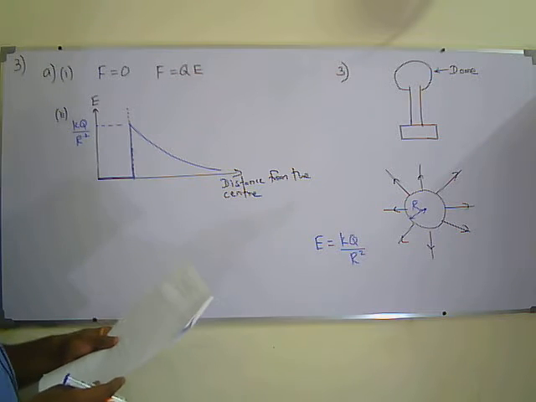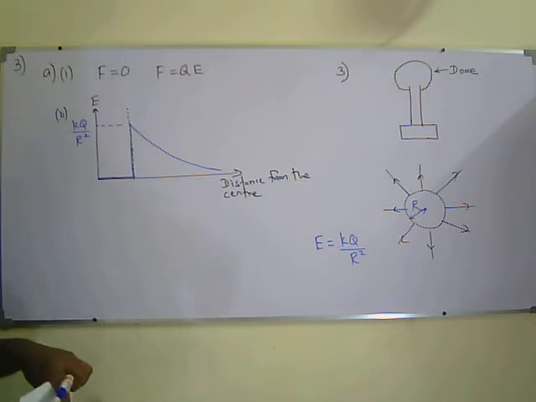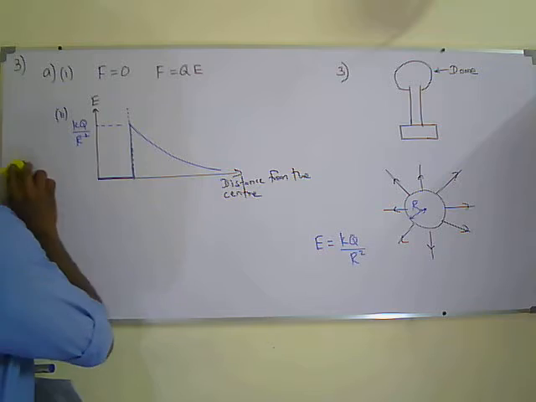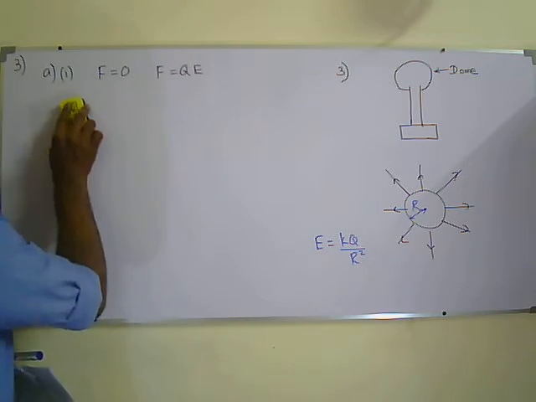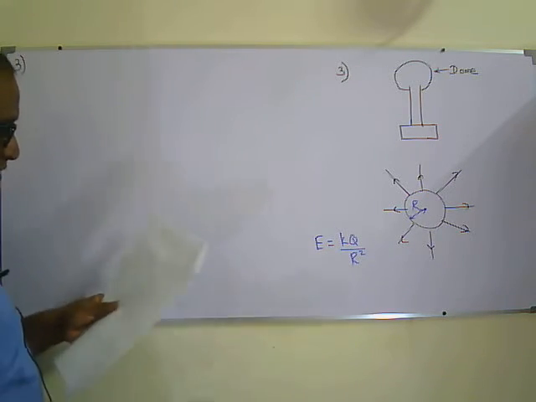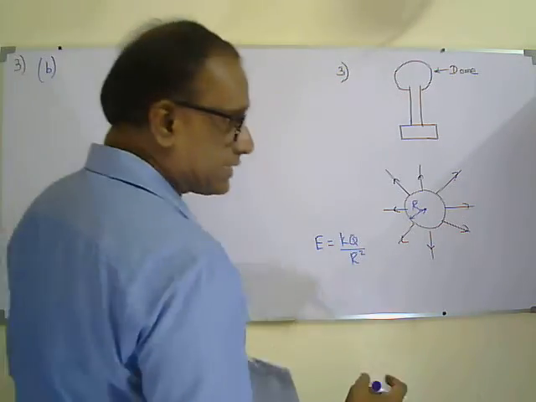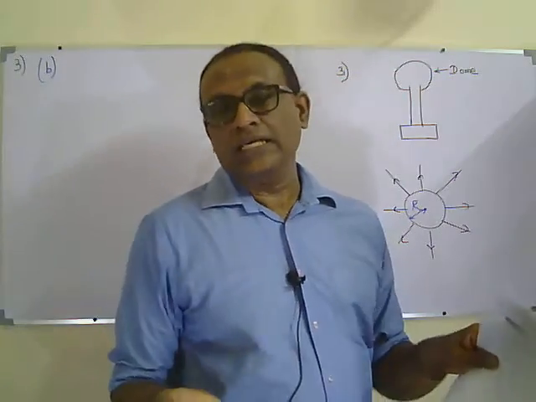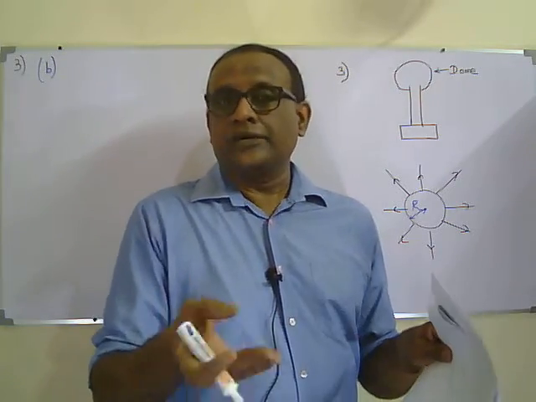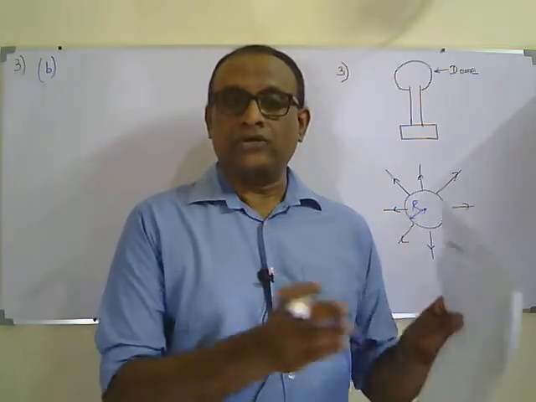Okay, question number 3, part B. So they are giving a capacitance. How can it form a capacitance? I just have one dome. I didn't have any video regarding capacitance. I'm going to do it later.